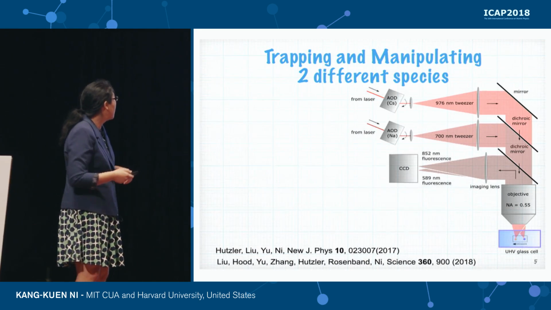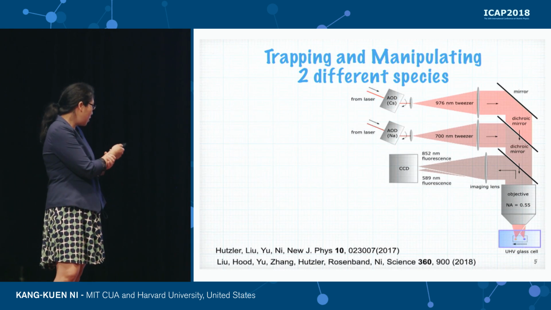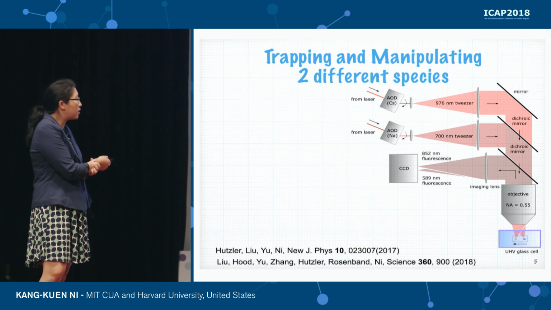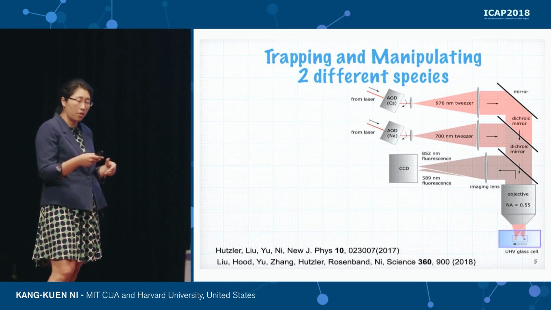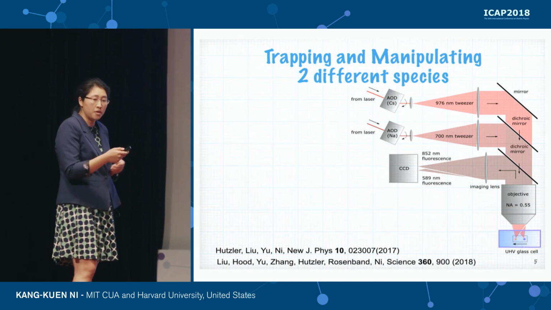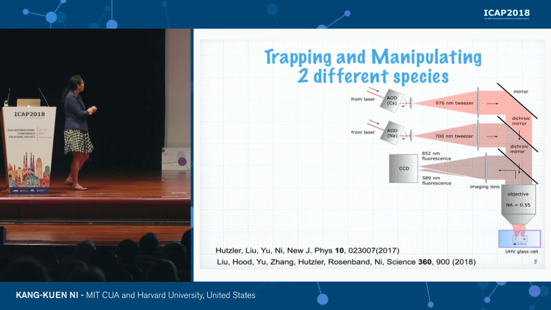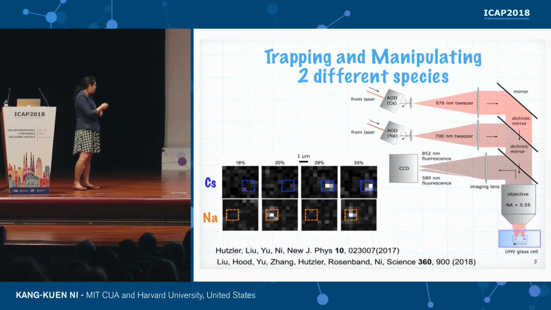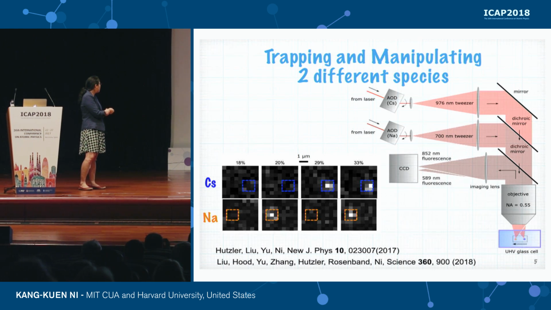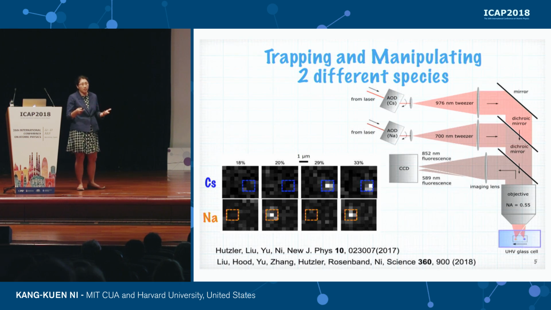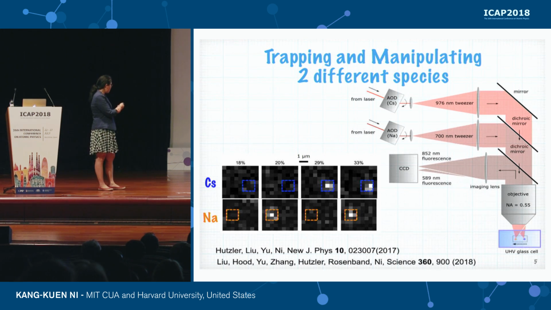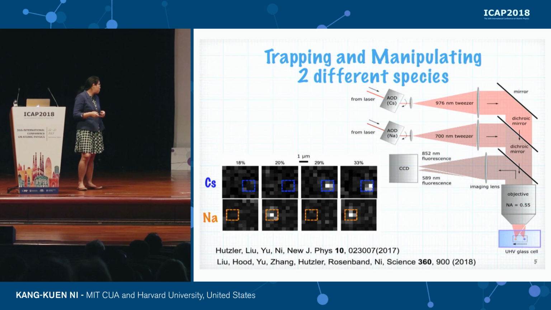We extend such work to be able to manipulate 2 different species. In our case, we use 2 different wavelengths, since atoms have different polarizability, to control the different species of atoms. We can shine these 2 different wavelengths, again overlapping with the MOT, to get single atoms, single sodium and single cesium. These 2 images are in the same field of view. We repeat the experiment many times, and more than 50% of the time we actually get a single sodium and single cesium side by side that are separated by about a few microns.